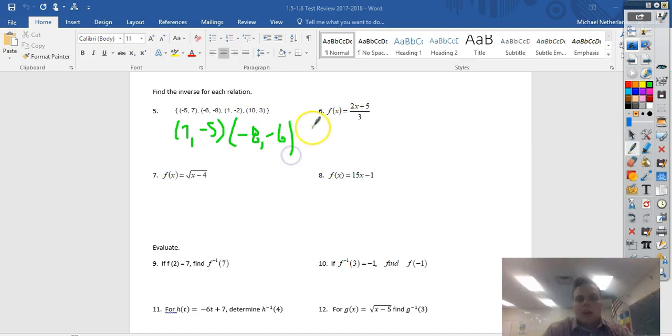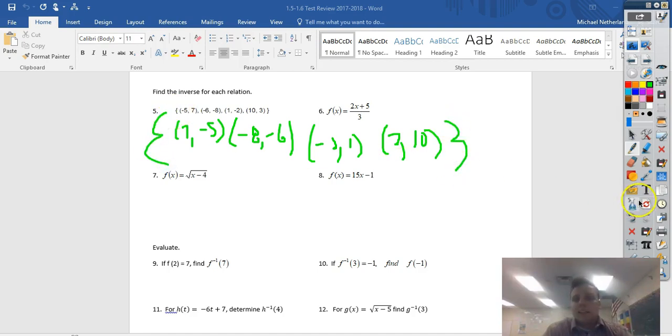I'm going to run out of space. That's okay, I can keep writing. Negative 2, comma 1. And 3, 10. You'll just notice on all of these, all I did was switch the x and the y. And that's it. That's all you need to do for number 5.